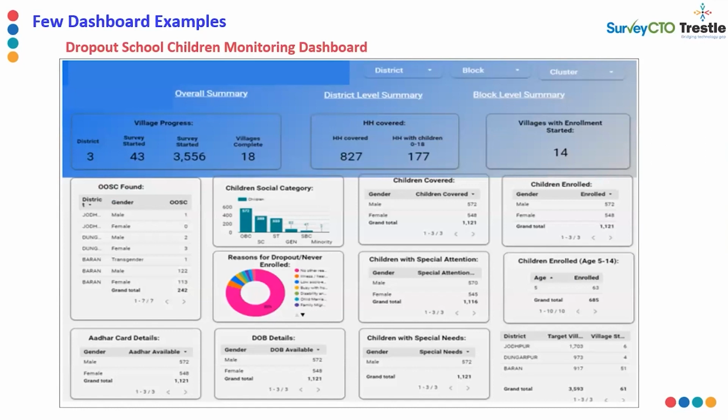This is also another project where we were tracking the dropout children ratio and the enrollment stages, and you can see in just one click how many children were covered, how many were enrolled, how many dropped out. So no need to go through different Excel files and compare different variables to check what the insights are. In just one click, you are able to see everything.